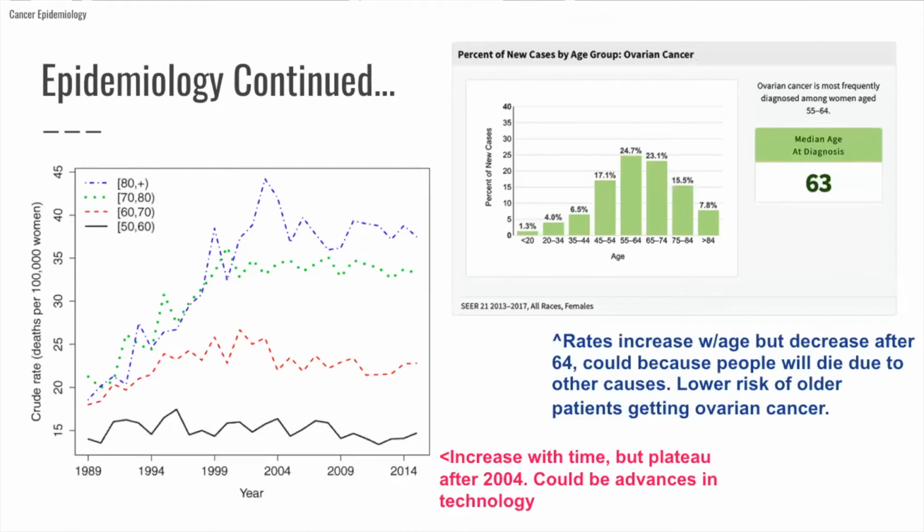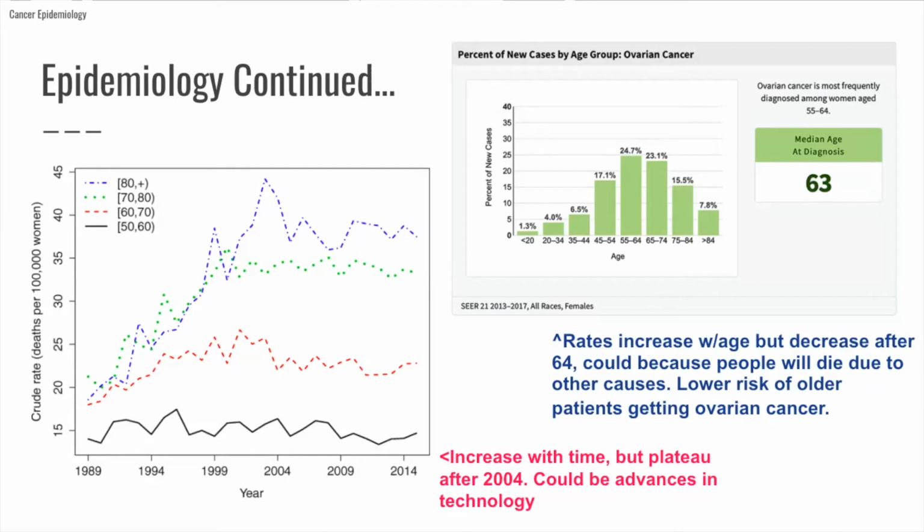As you can see in the chart on the left, there is an increase in deaths by age group from 1990 to 2014, with the blue line being 80 plus, green being 70 to 80 years old, red being 60 to 70 years old, and the black line being 50 to 60 years old. The conclusion you can draw from this graph is that the younger the individual is at the time of diagnosis, the less likely they will die from ovarian cancer.